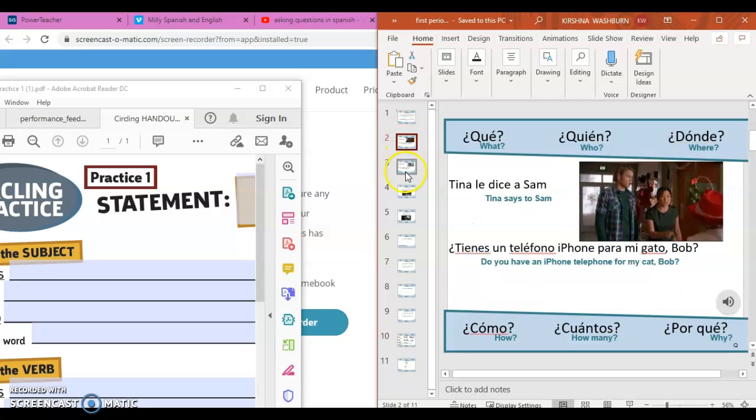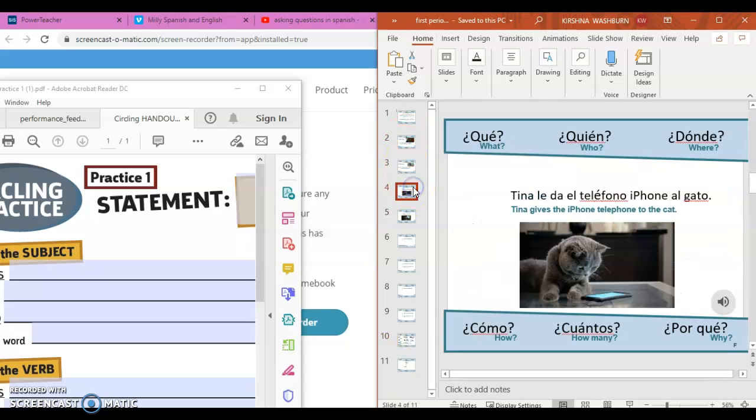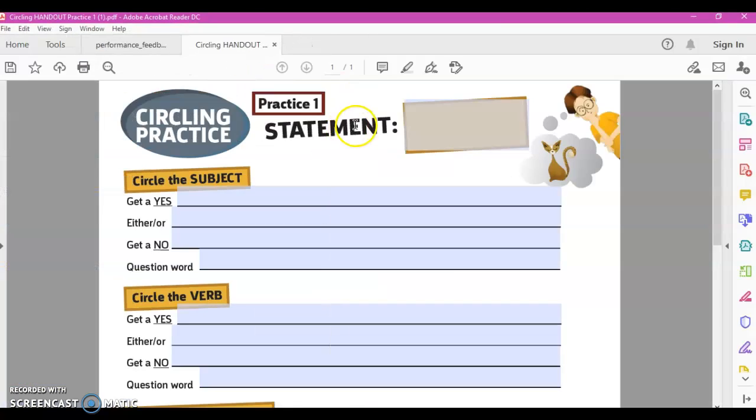And I'm going to use one of the stories. I'm going to use the story that we had a few days ago, okay? This Tina story, this Tina and an iPhone for her cat story. I'm going to take this sentence here: Tina le da el teléfono iPhone al gato. I'm going to take this sentence and use this as my guide sentence here. So I'm going to paste it here.